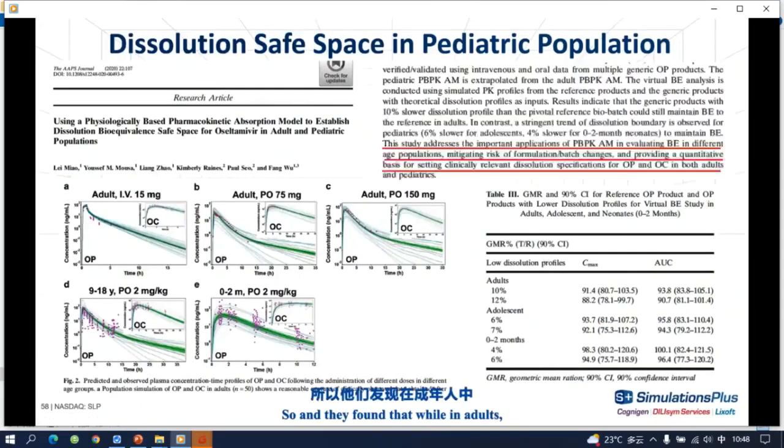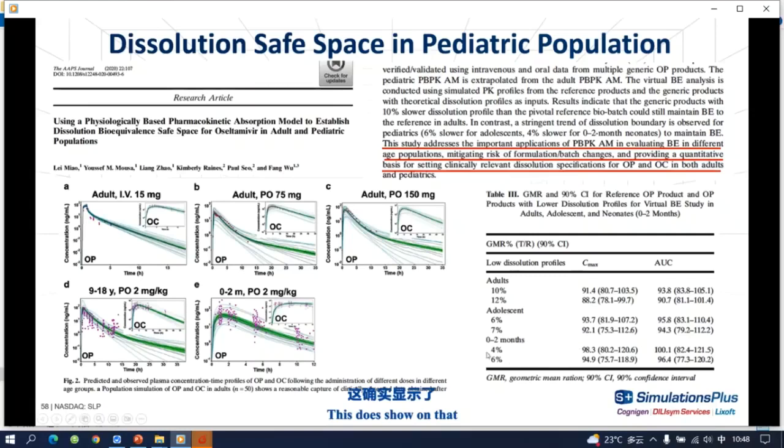So, they found that while in adults, the slower formulation or dissolution rate could be up to 10 or 12% lower than the standard average dissolution profile to still be bioequivalent. But when it comes to adolescents, that range was narrower, going down only to about 6-7%. And when going down to the neonates, 0 to 2 months old, this was now only about 4 to 6%.